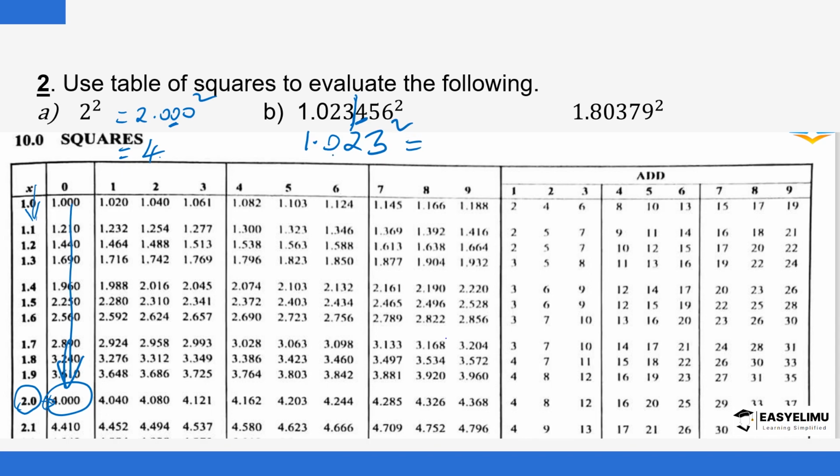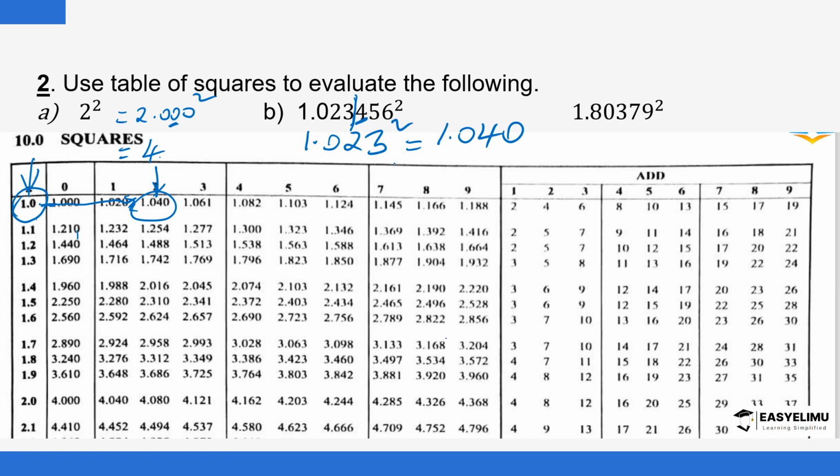So again, first two digits, check from the column headed X, this column here. That is 1.0. Move across until you get to the next digit, which is 2. So 2 is here. So 1.040. We know the last 0 here does not really count that much, but don't ignore it for now. Please let it be first.